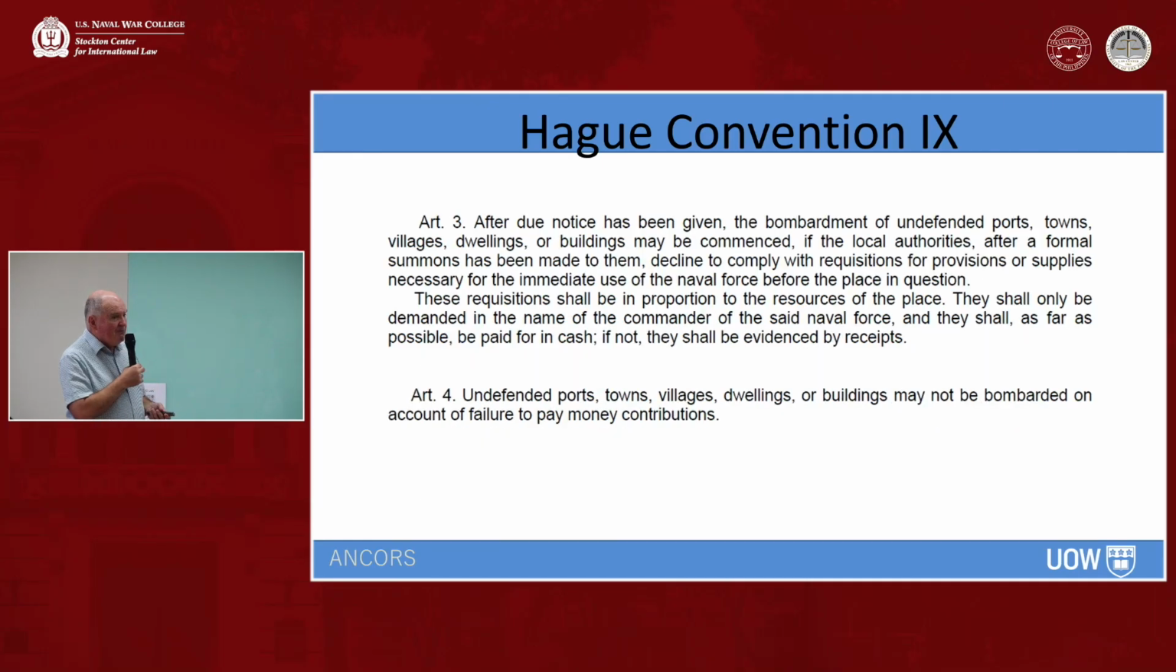The Convention talks about providing notice. So, picking up the ideas of trying to protect the civilian population as much as possible. So after notice has been given, bombardment of these types of facilities can commence. Due notice, what is meant by due notice? Well, it can't be, for example, I'm about to start, you need to leave immediately, and then start straight away. It's got to be something more than that.